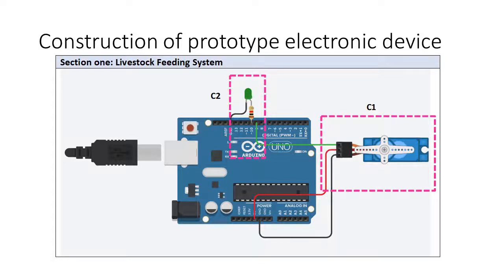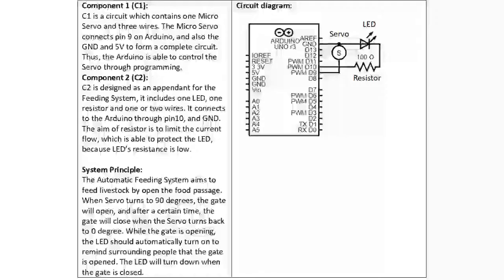There are two components within the system, C1 and C2. Component 1 is a circuit which contains one microservo and three wires. The microservo connects to pin 9 on the Arduino and also to GND and 5V to form a complete circuit. Thus, the Arduino is able to control the servo through programming.